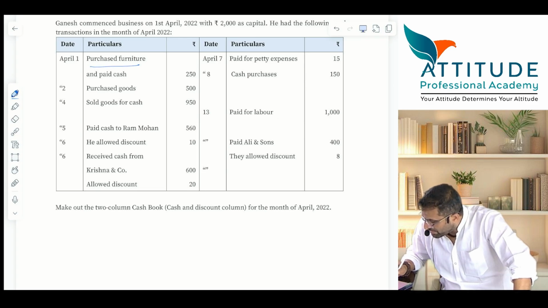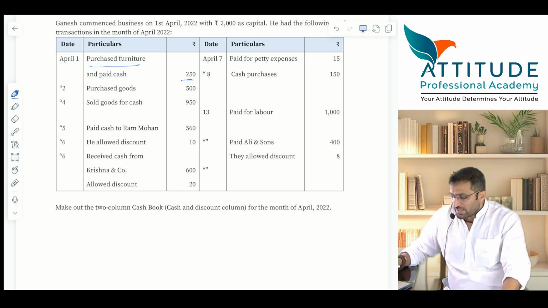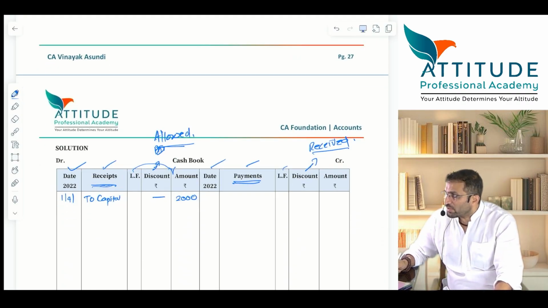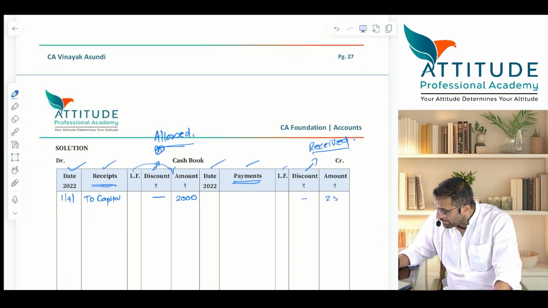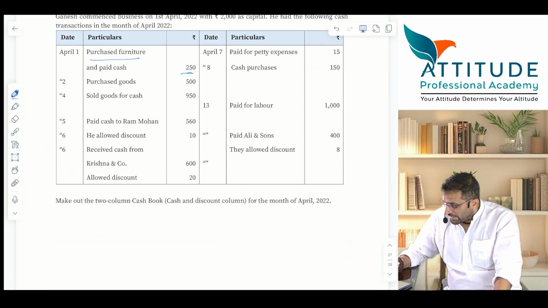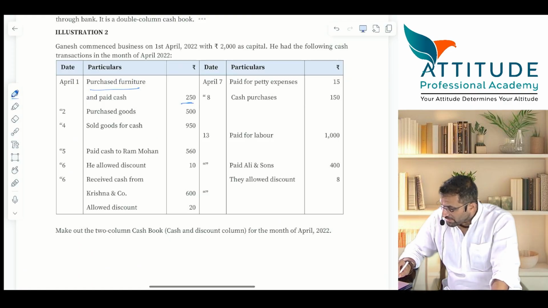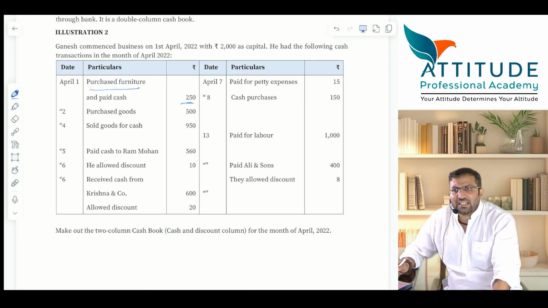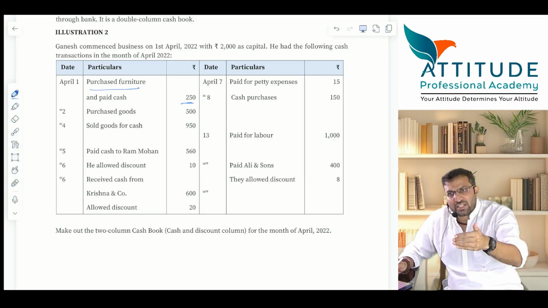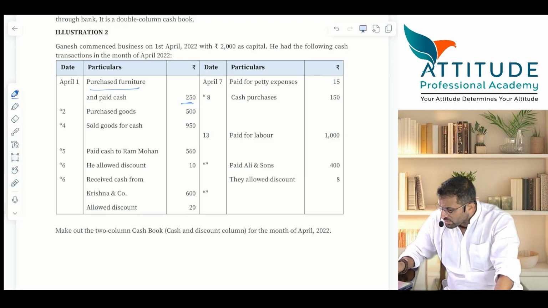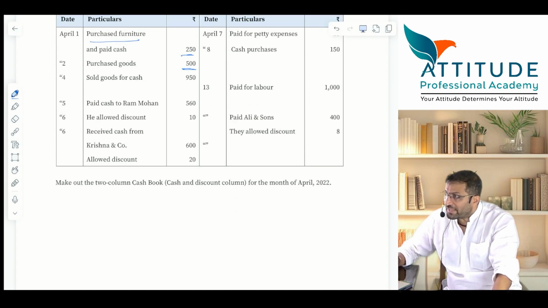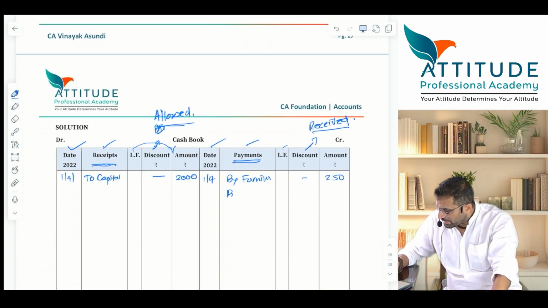First April purchased furniture and paid cash. How much? First of all, you should have that cash. You have a cash of how much? So 250 payment. By furniture. Buy furniture. 1st April. Yes or no? Then second, we'll have to go date wise. Chronologically. Is that clear? Journal entries are passed chronologically, date wise. Tell me. Purchased goods. How much? 500. So it is a payment. By purchases. Amount. Date. 2nd April. Correct? Next.